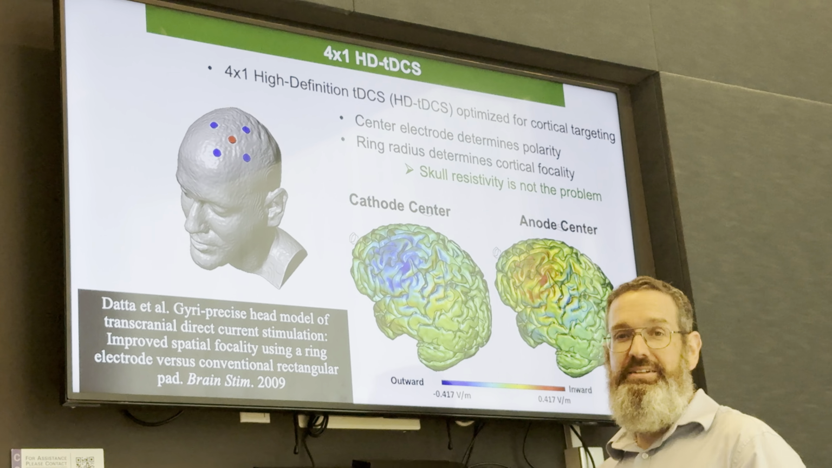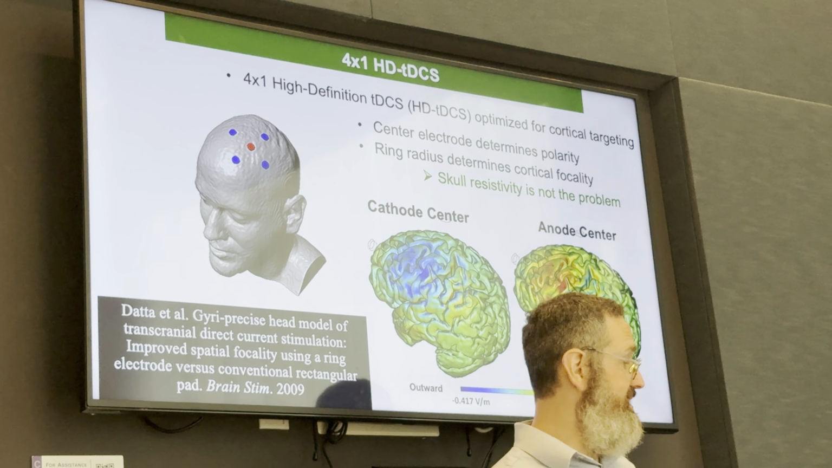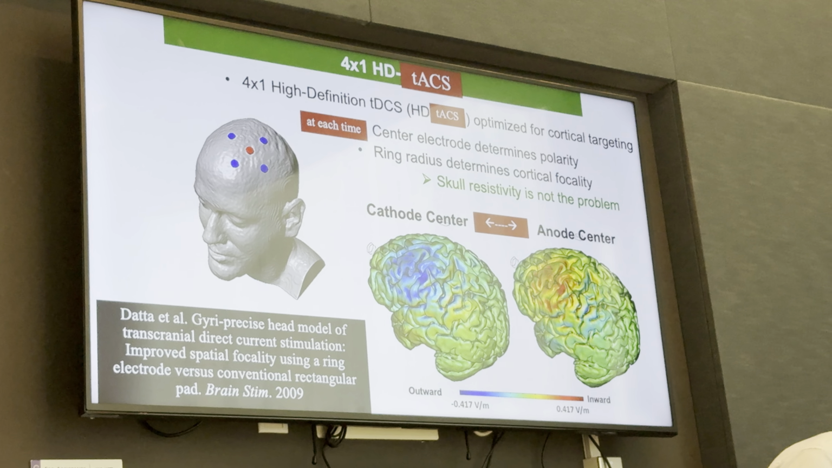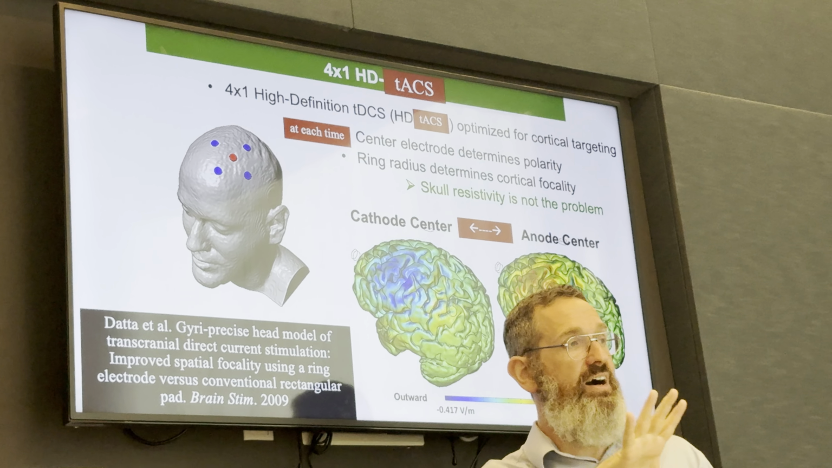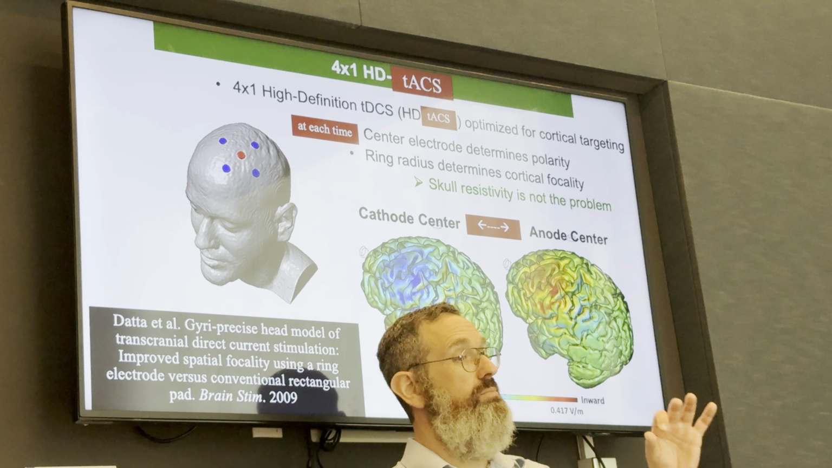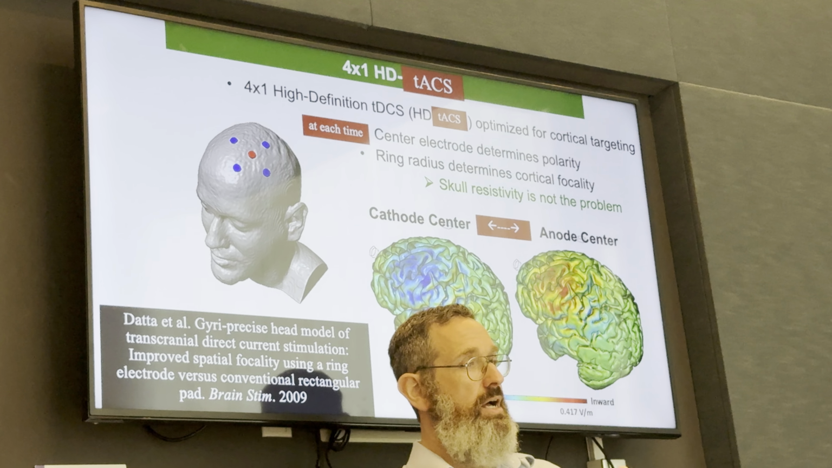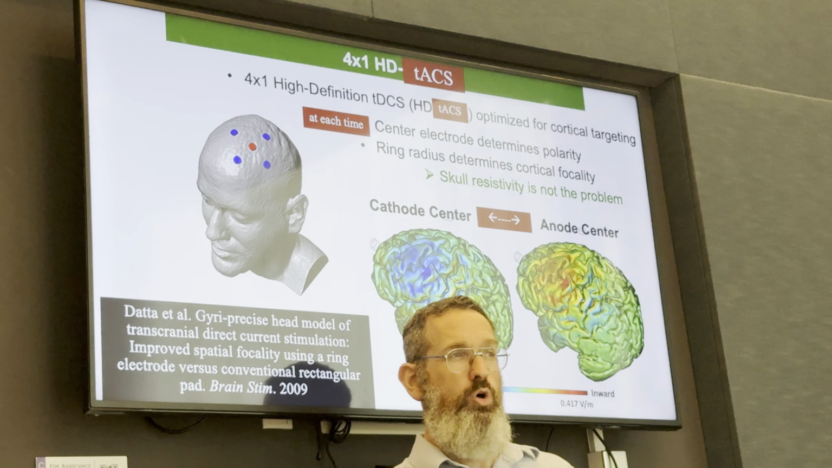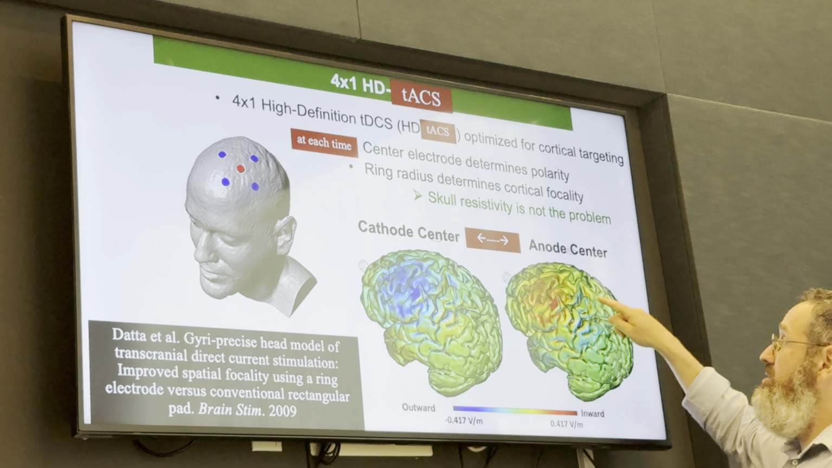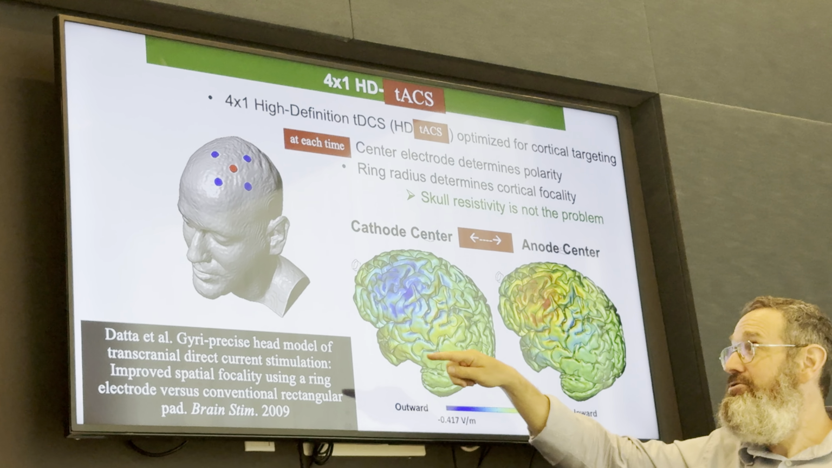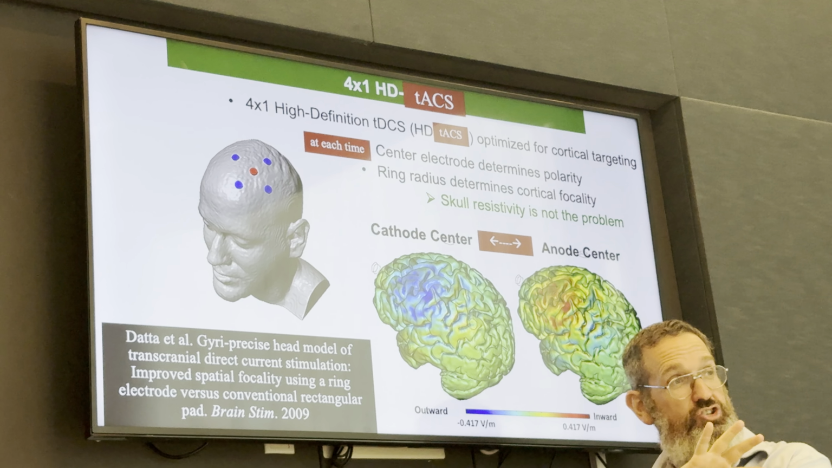So 4x1 HD, so 4x1 is the montage, high definition is the electrodes, tDCS has been extensively used, and so has HD-tACS. What happens with HD-tACS? You still have 5 electrodes, and you still have the situation that the polarity of the middle electrode and the polarity of the outer electrodes is opposite. But that polarity is no longer fixed. You start with the middle as the anode, the outers as the cathode, and then you switch, right? So now the middle is the cathode, the outers are the anode, right? And that's one cycle. And then you switch, and then you switch, and you switch.